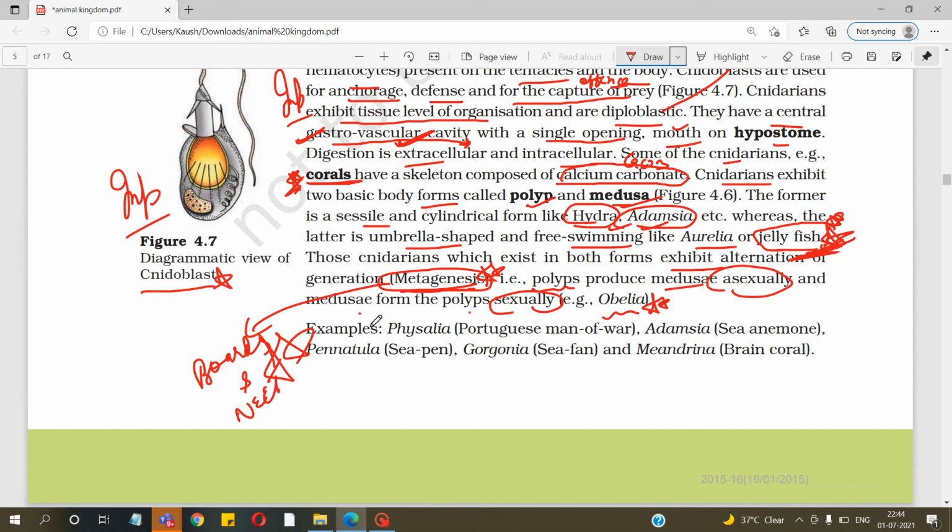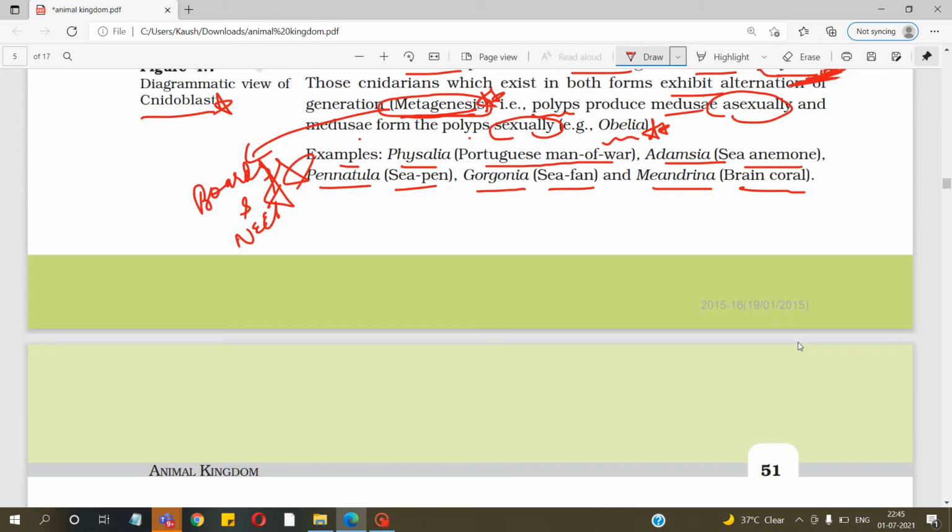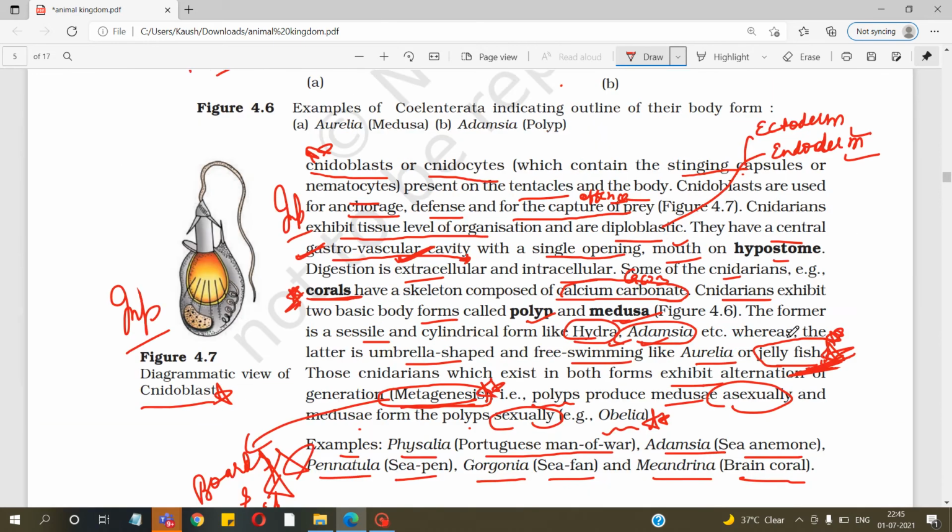Let's talk about examples. One example is Physalia, that is Portuguese man of war. Other is Adamsia, that is sea anemone. Then Pennatula, that is called sea pen. Gorgonia, that is sea fan. Meandrina, that is brain coral. It appears like a brain, that's why it is called brain coral. So this is all about the phylum Coelentrata from NCERT.